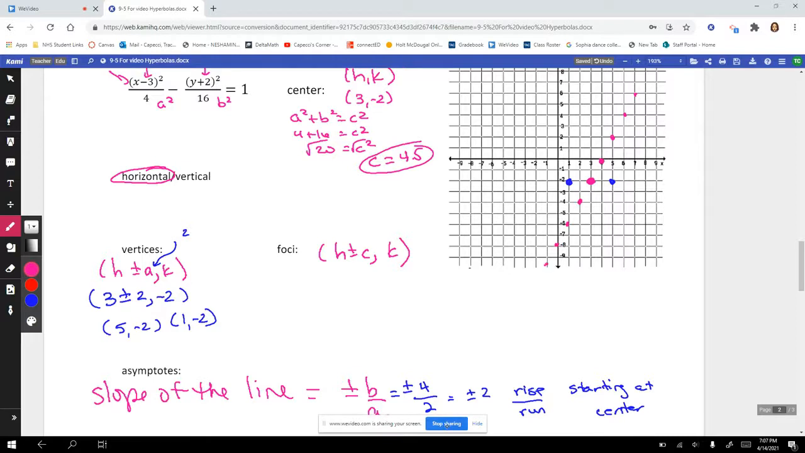This is a positive slope. I'm going to do the same thing in the negative direction, right? Down 2 to the right 1, down 2 to the right 1. So this line has a slope of -2. And then I'm going to just dash it through, right? So these are my asymptotes right here.